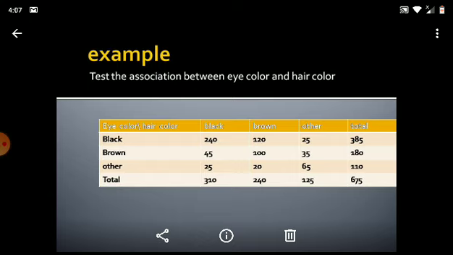Like in this case, 240 plus 120 plus 25 is equal to 385. Again 45, 100 and 35 is 180. 25, 20, 65 is 110. Similarly, moving column wise: 240, 45, 25 gives 310; 120, 100, 20 gives 240; 25, 35 and 65 gives 125.